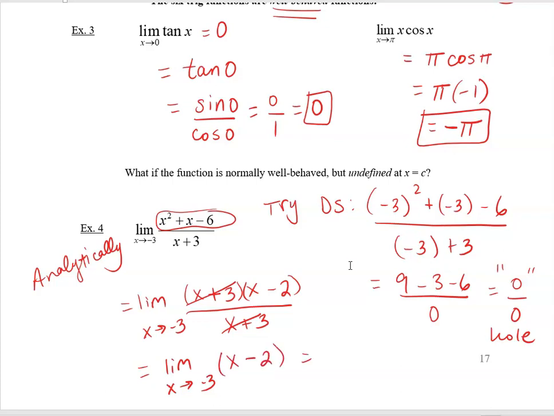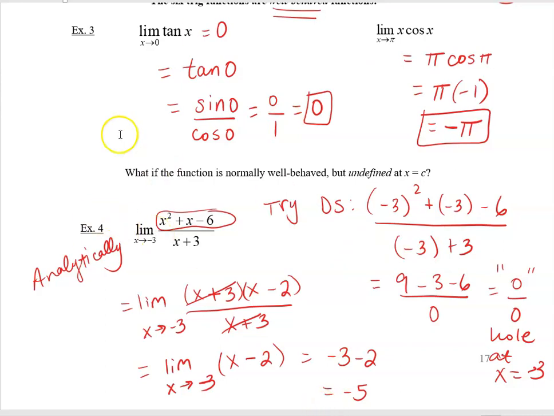This graph, if we were to graph it, would look the same as the original function. They would agree everywhere except at x equals -3, because we said there was a hole at x equals -3. But the limit is the same, and that's the point. The hole does not affect the limit. So now we're going to use direct substitution on what remains: -3 minus 2, and the limit here would be -5.